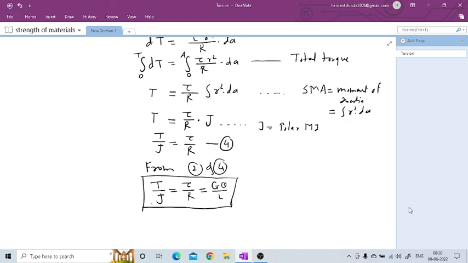So in today's session we have finished with the torsional formula, torsional derivation, assumptions used, and introduction to torsion. In the next session we will solve some of the problems from the torsion. Thank you.